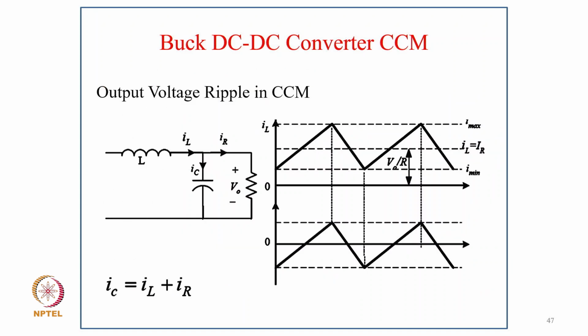So now coming to typically output voltage ripple in CCM. As you can see the circuit here with the inductor, capacitor and output, and the waveform of the inductor current. Current rises during the on period, and in the off period it reduces, and you get the ripple around an average inductor current equal to the output current, that is equal to V upon R. And you can clearly see the capacitor current, the average of which is equal to 0. Below is the IC current, IC equal to IL minus IR.